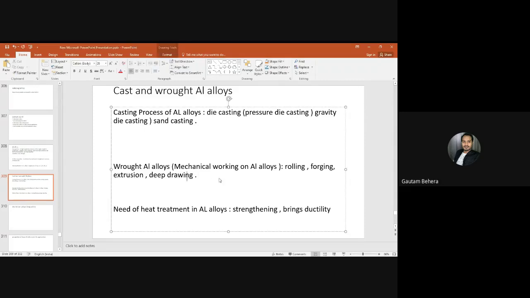If you look into the wrought aluminum alloys, they come in different forms, which I can write here. Obviously you can understand: sheets, coils, bars, plates. We can have wires, etc.